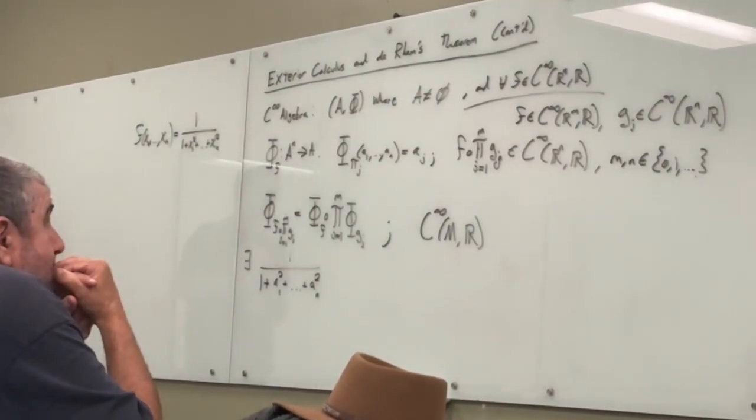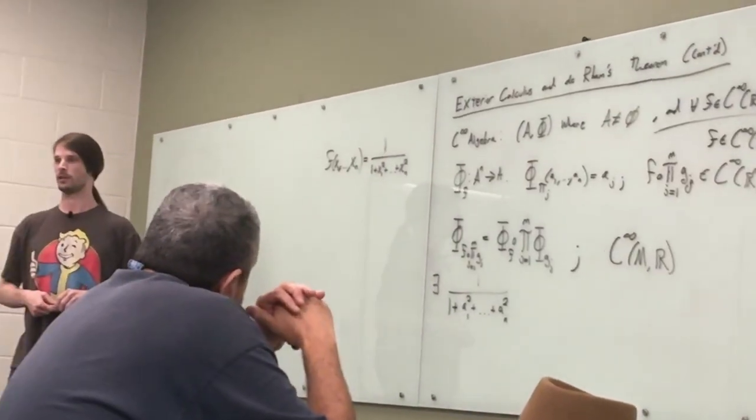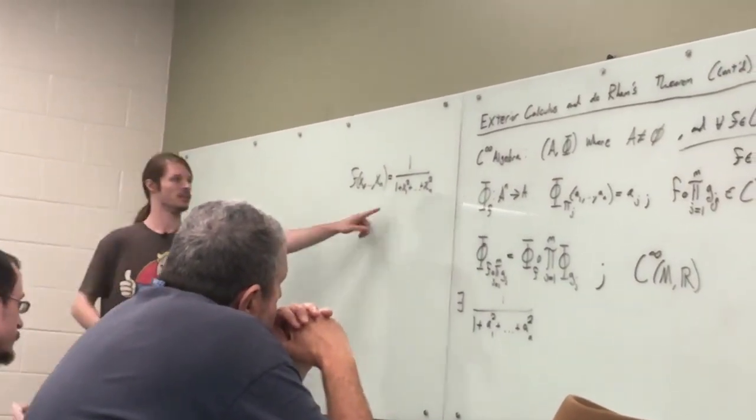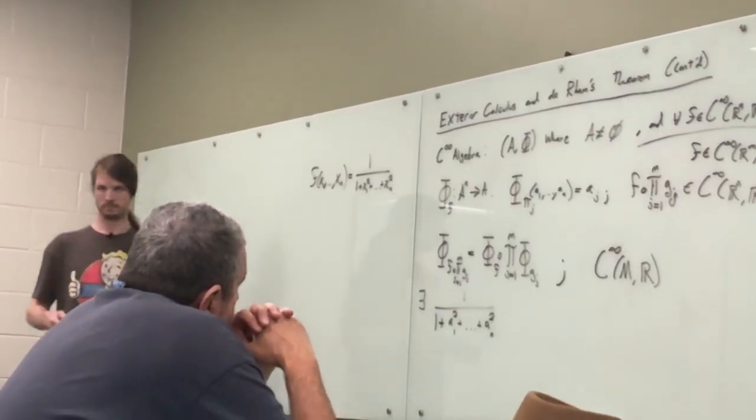So in particular, this means that the plane of complex numbers can't be given a C infinity algebra structure, because otherwise this would very clearly contradict the fact that i squared is minus 1. All right.